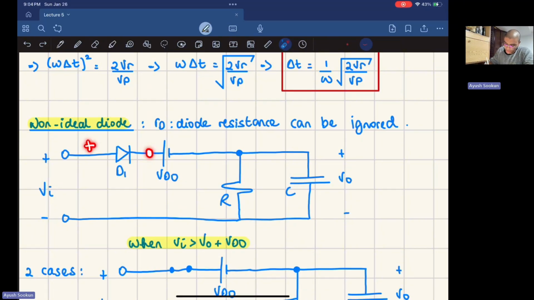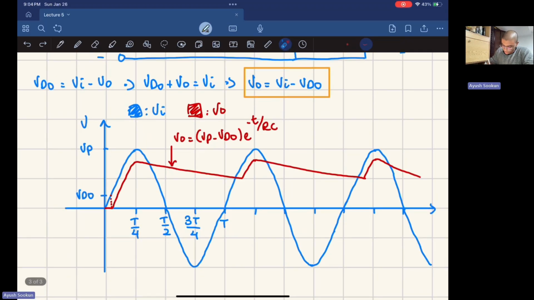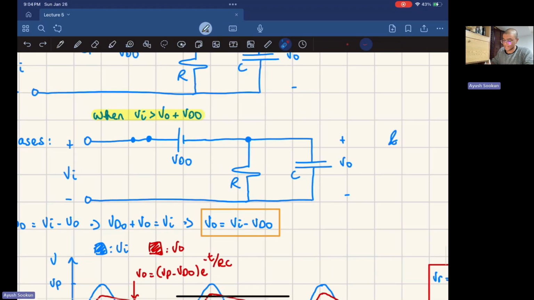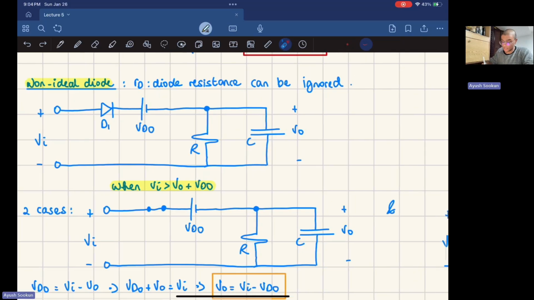So this input voltage right here has to be greater than VDO for the diode to start conducting because this is non-ideal. The voltage of the input is going to keep on increasing. And then when it passes VDO, right? The capacitor, there's no voltage going on in the capacitor. The capacitor is not going to be charging, right? Why is it not going to be charging? Because the input did not pass VDO yet. And what happens if the input did not pass VDO?